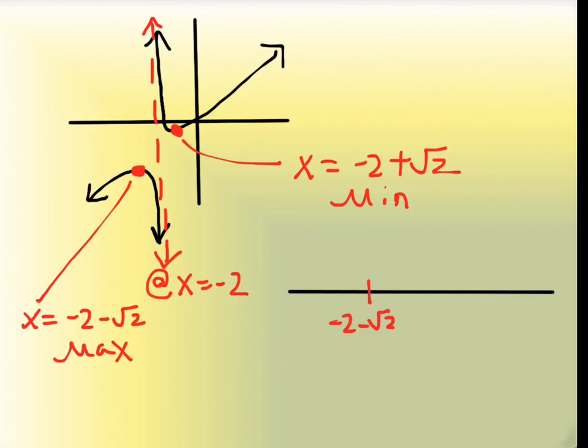Say -2 minus square root of 2. -3.414. Okay, so -3.41 will be great. And then we had the x value of -2. And then we had an x value of -2 plus the square root of 2. Can you find that one for me too, Tristan?